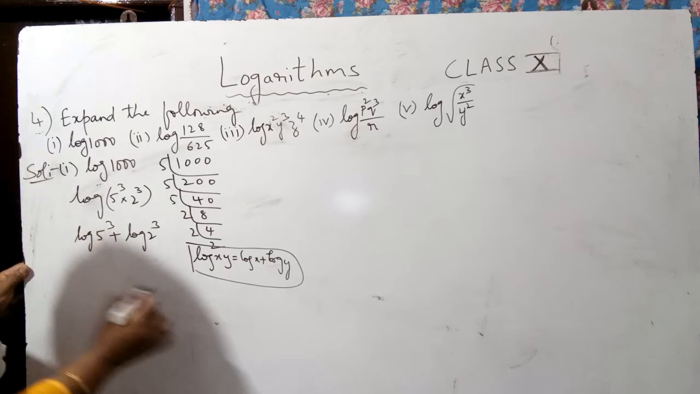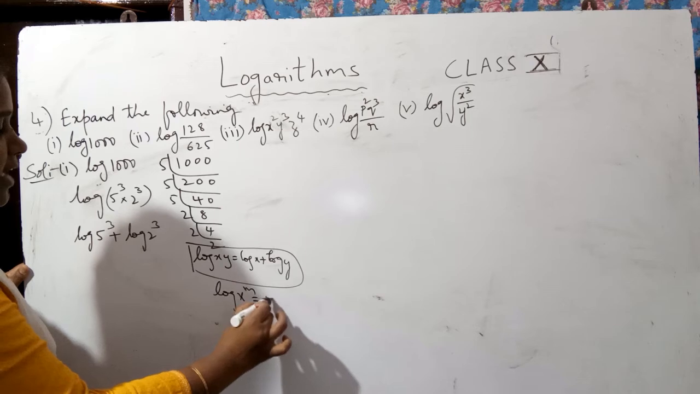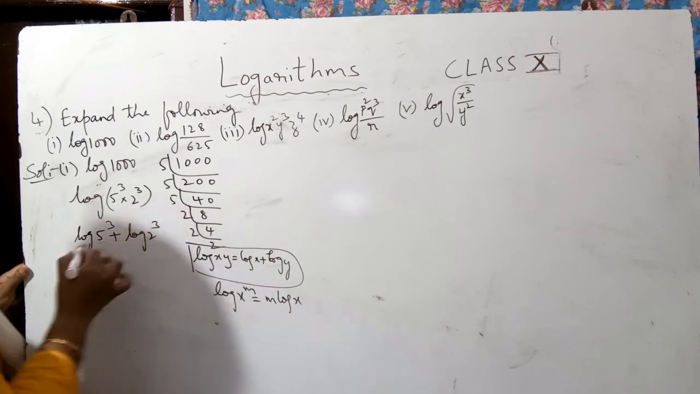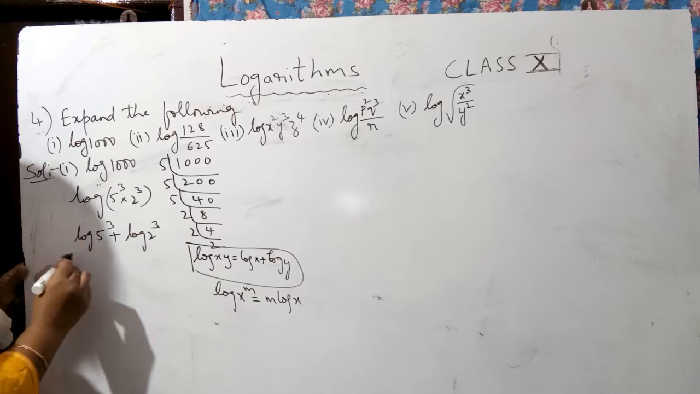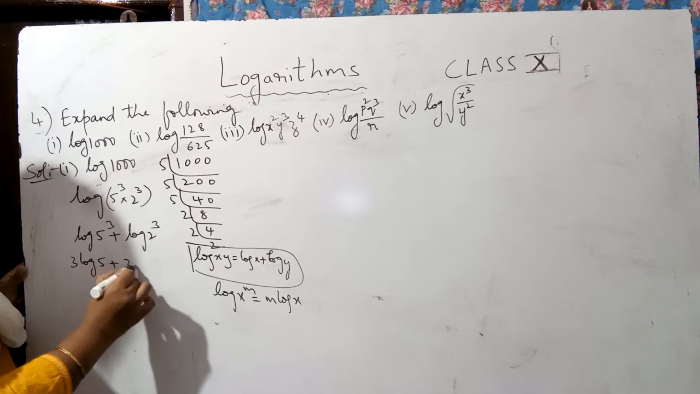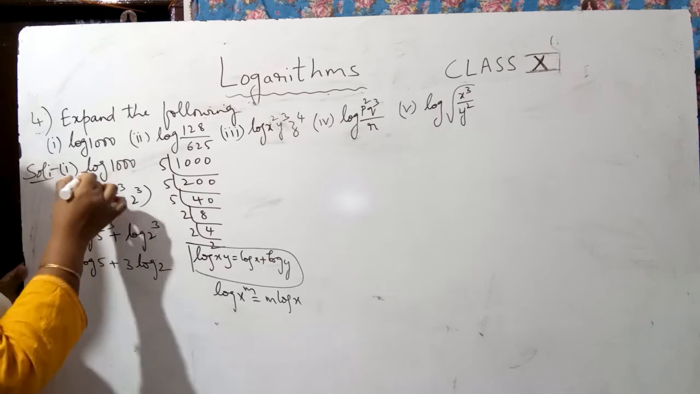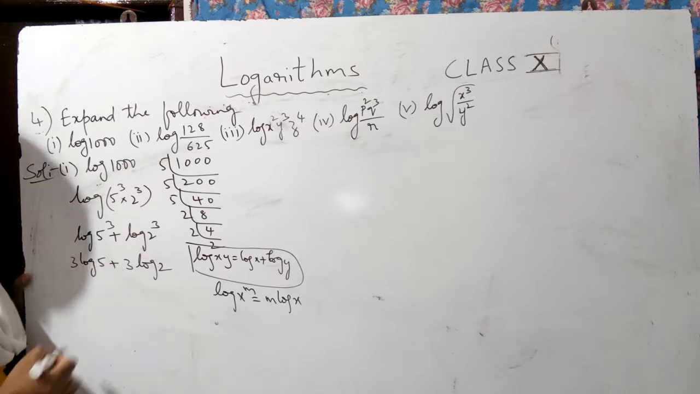Now again, you have a formula. What is log x power m? Log x power m, I can write it as m log x. So I have a power here, and if I want to remove this power, it comes to the left side of the log. It becomes 3 log 5 plus 3 log 2. So we are writing log 1000 in expanded form as 3 log 5 plus 3 log 2.